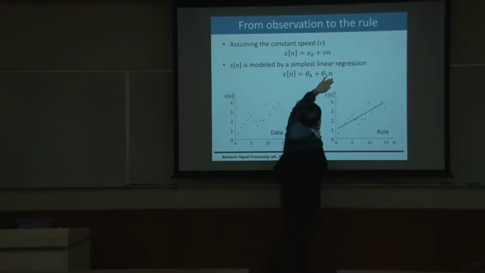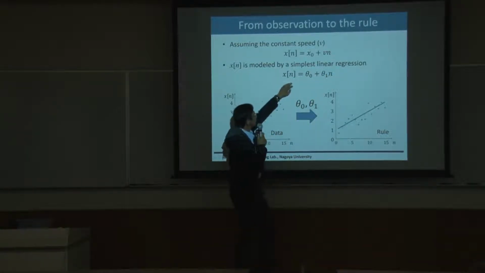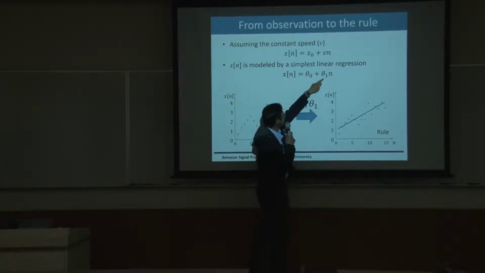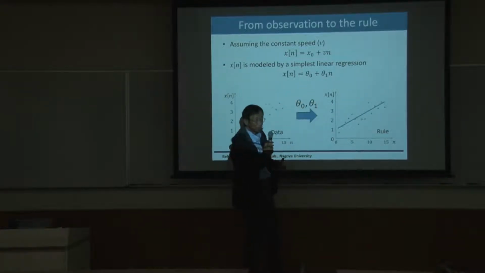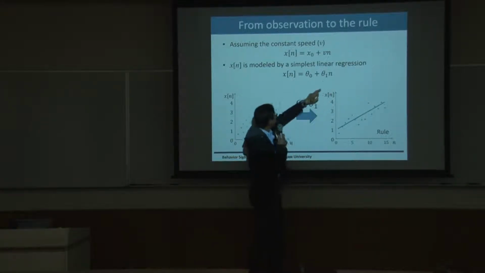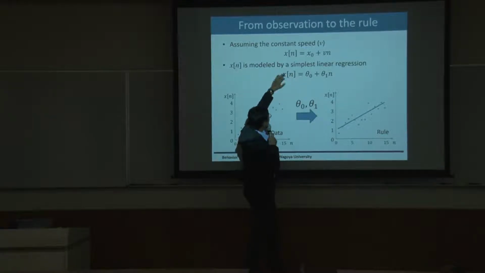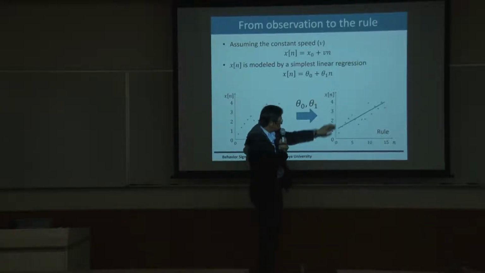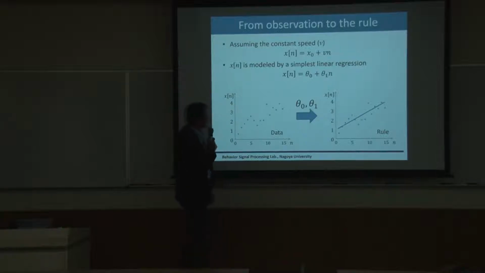A little more general form is like this. In the physical case, this is a physical value, but here this is a virtual value, or a general formula. That's theta 0 and theta 1. Those are parameters of the model, n is the independent variable, and xn is the dependent variable. So this is the most simple and general idea of describing these two variables in terms of linear regression.